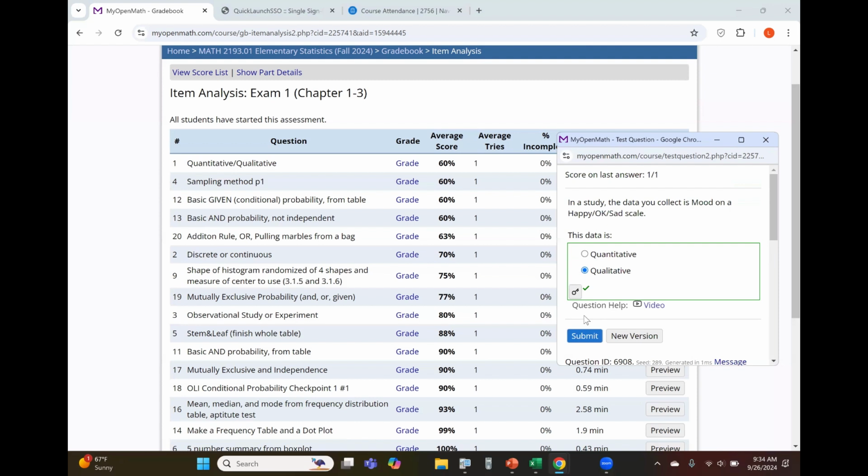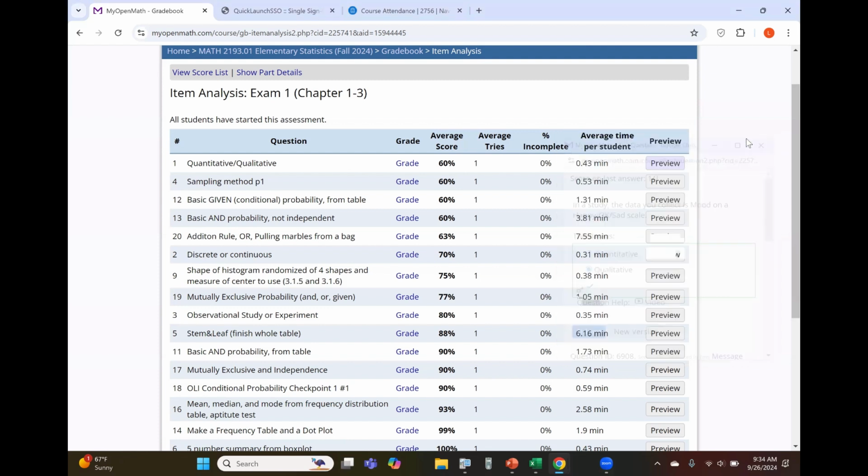So if you count it, which is what we're going to do today, we're going to talk about discrete random variables. If you count it, it's discrete quantitative data. If you measure it, it's continuous quantitative data. All right. And unfortunately on these multiple choice, I can't give partial credit.